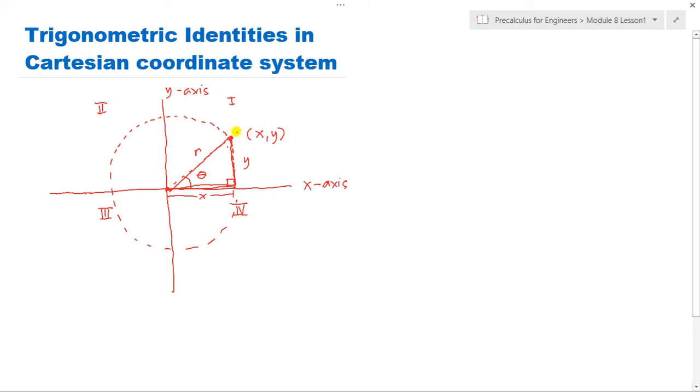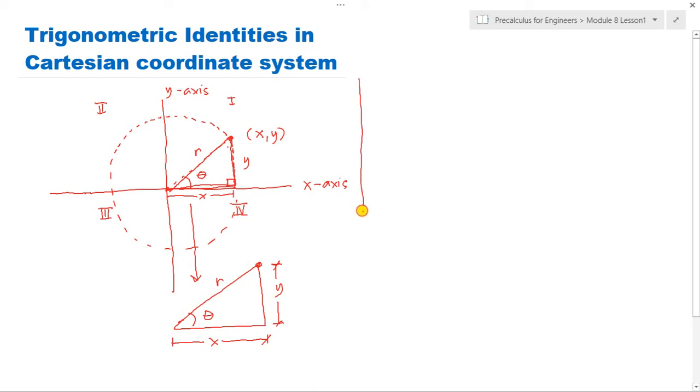Now if we extract this right triangle, it would look like this. Okay, so this is our angle theta, and then of course this is the magnitude of our y, and this one is the magnitude of our x. And this is the point, and this is the radius of the circle when we project this circle. Now let's derive this. Okay, by using this figure, let's derive the 6 trigonometric identities.